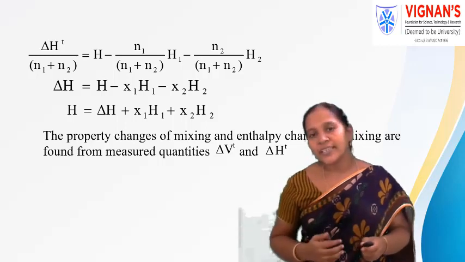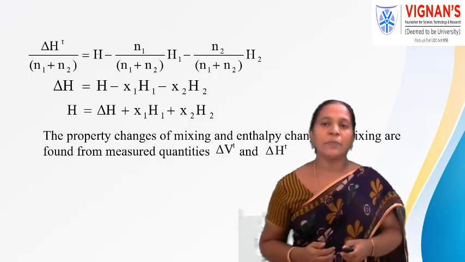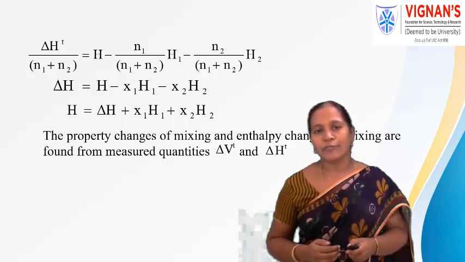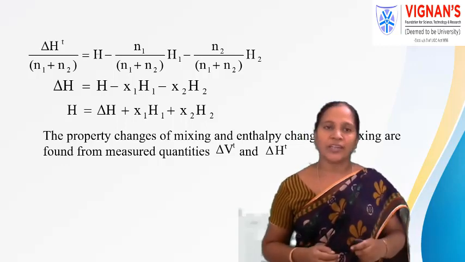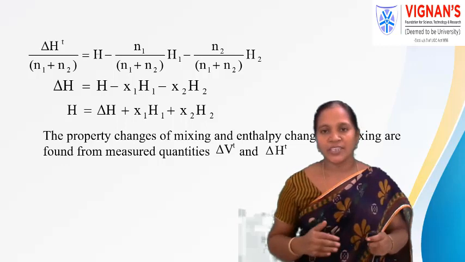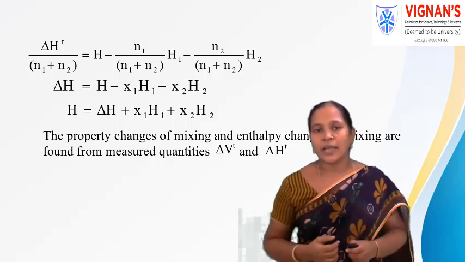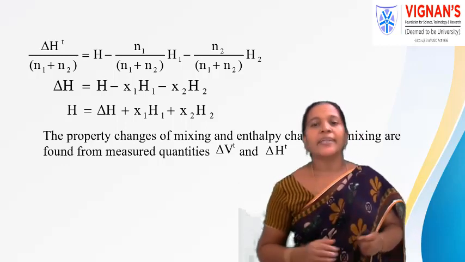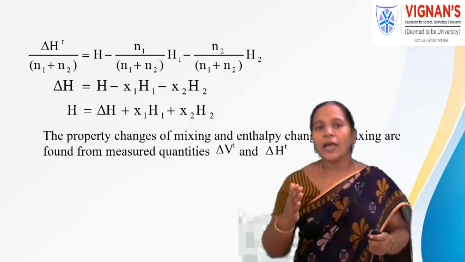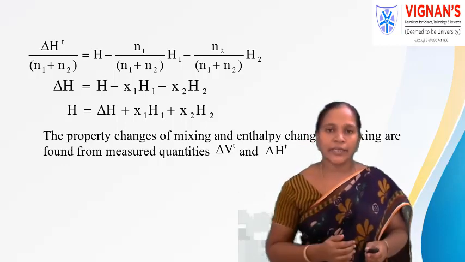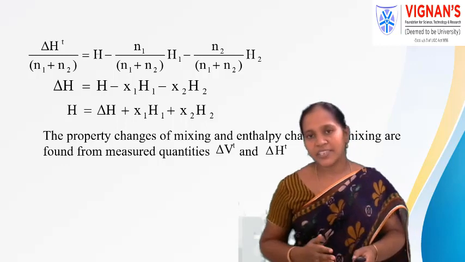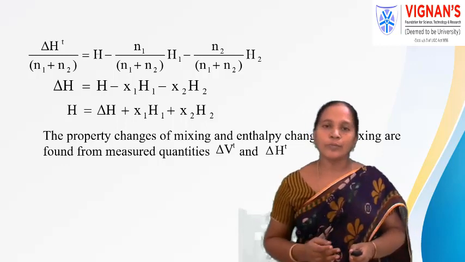The property changes of mixing and enthalpy changes of mixing are found from measured quantities, total volume change and total enthalpy change. That means delta H and delta V are calculated from total enthalpy change and total volume change.